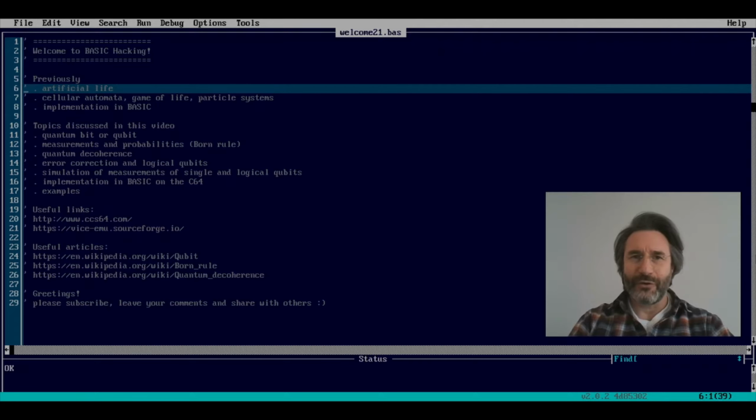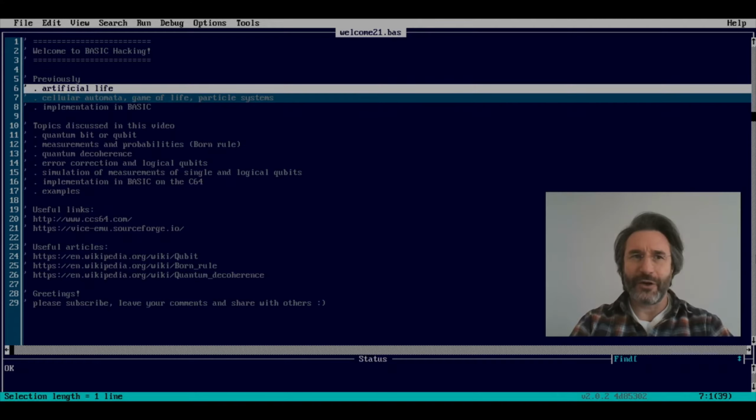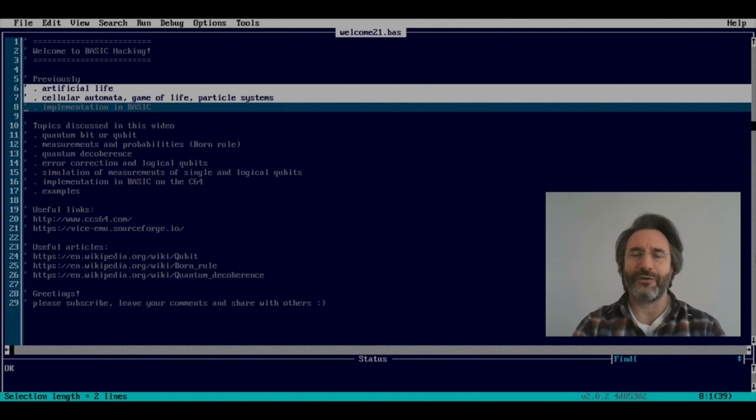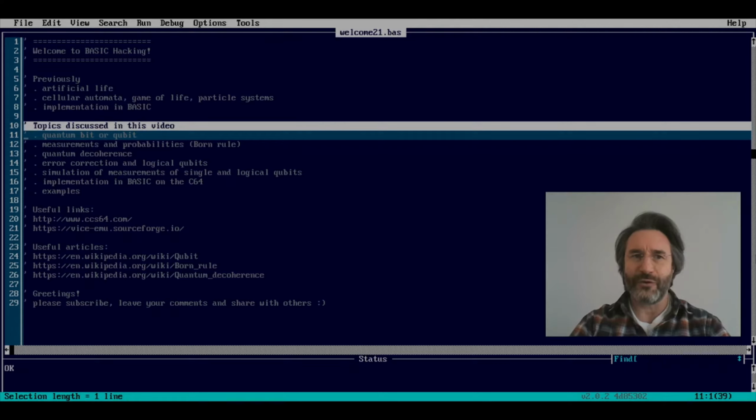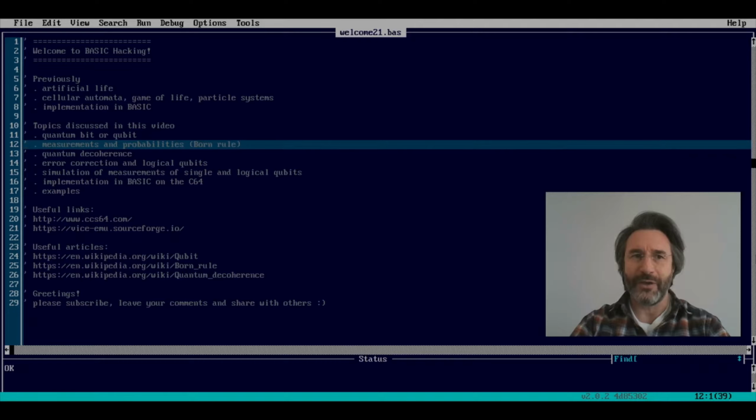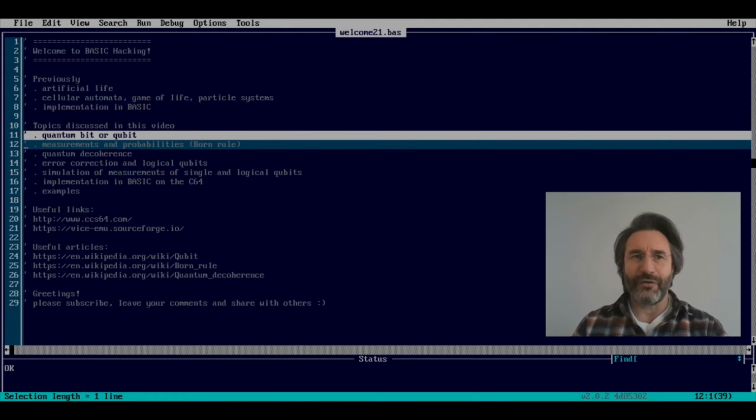Previously we have introduced in several videos the concept of artificial life, and we have seen cellular automata, the game of life, and systems of particles, and all of this has been implemented in BASIC. So this time in this video we are going to switch to a different topic, which is the topic of quantum computing. And we are going to focus on quantum bits, which are also called qubits.